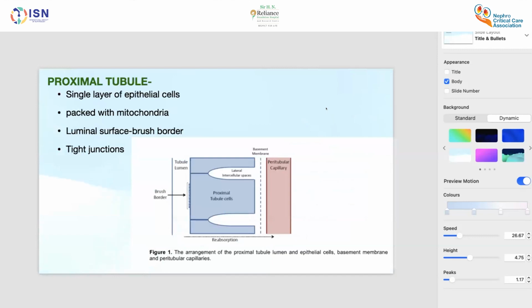Now the proximal tubule. The proximal tubule has a single layer of epithelial cells, which is packed with mitochondria. The luminal surface has a brush border, and between the cells are tight junctions. There are lateral intercellular spaces, which play an important role in reabsorption.